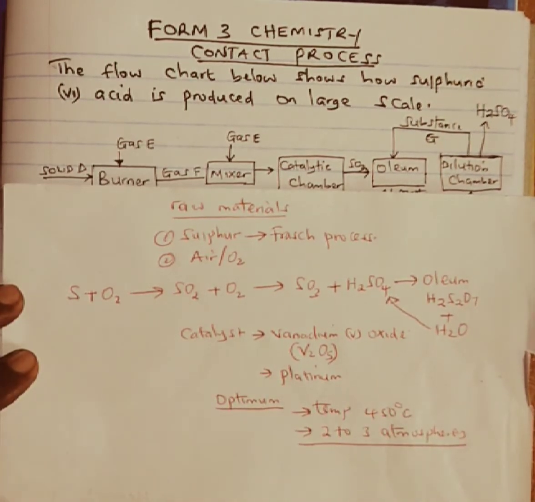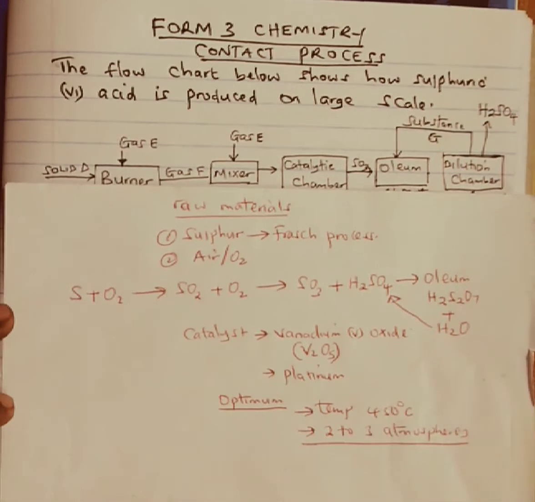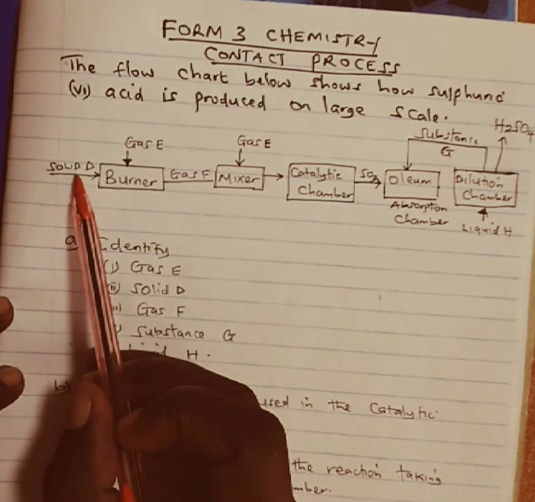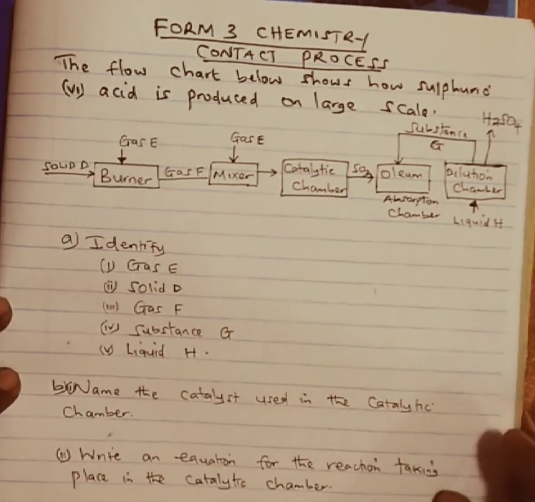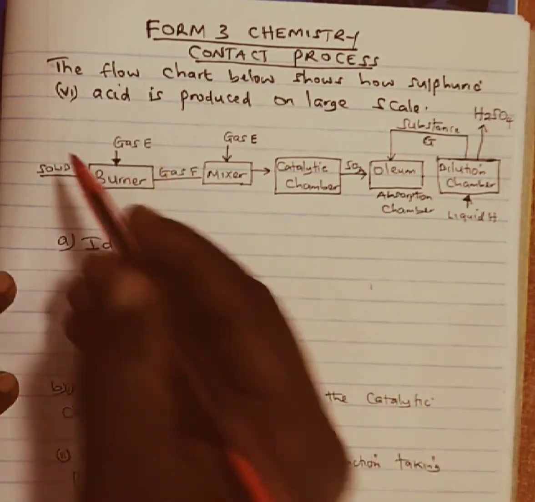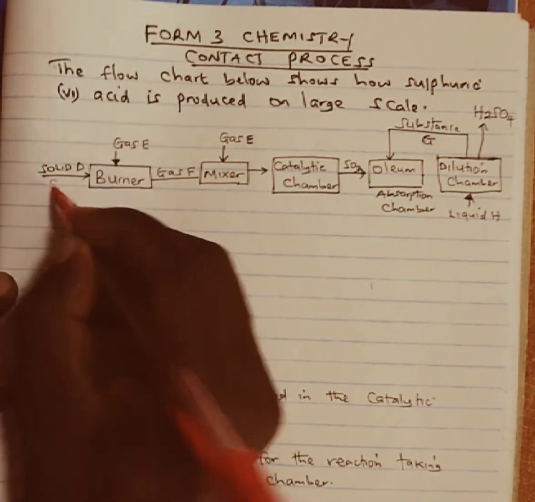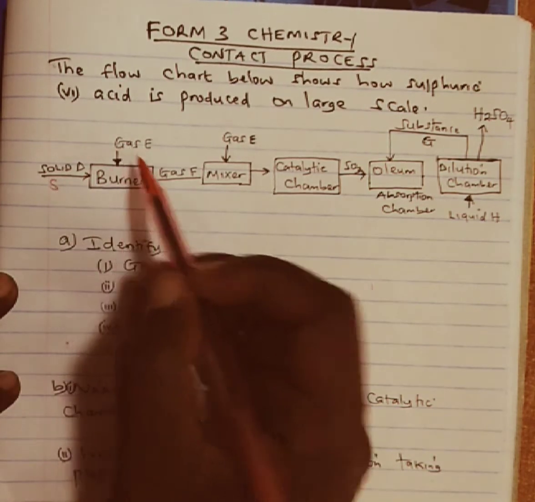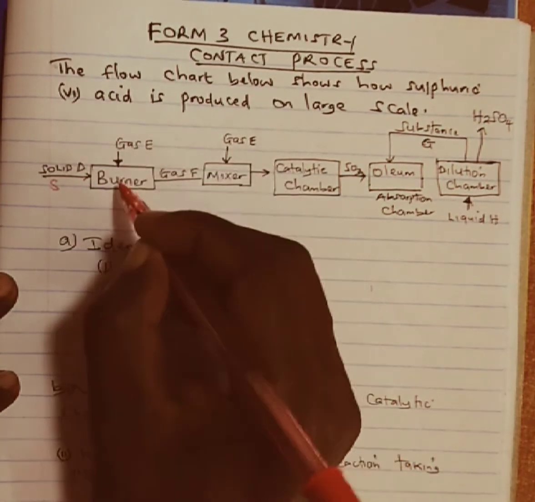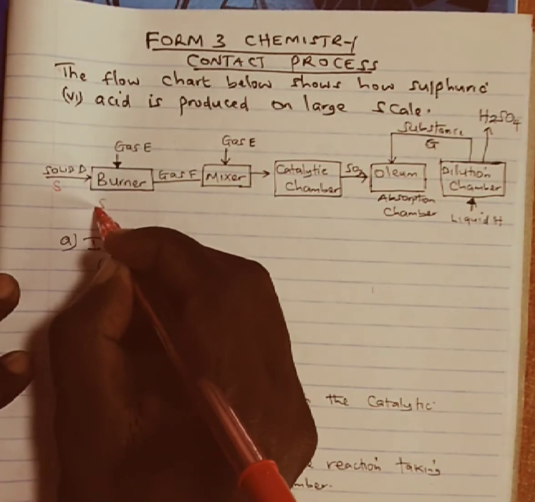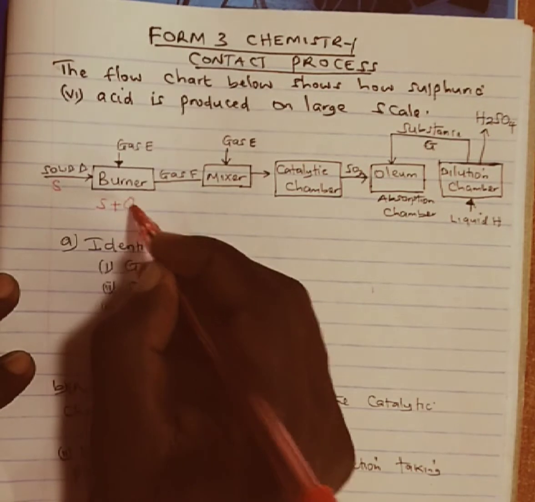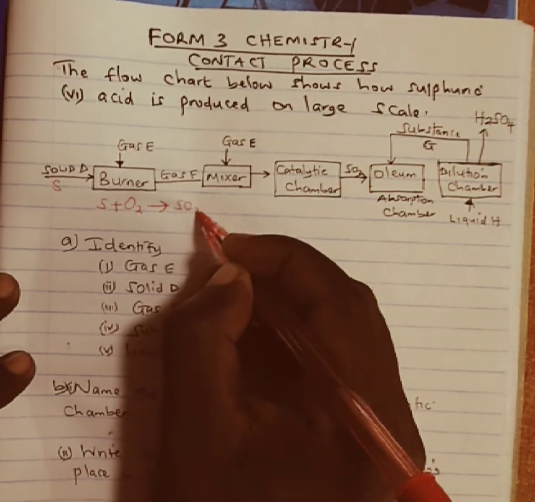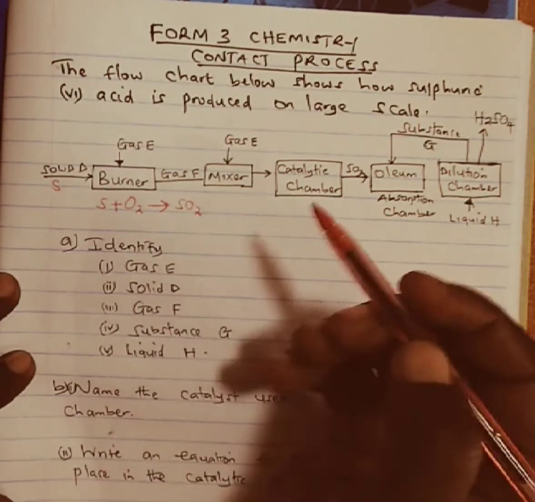So let us go through the scheme together. The scheme begins from where we have solid D, and solid D is sulfur, and we have already said that sulfur is obtained from the Frasch process. We have gas E, which is oxygen, coming to the burner, so we can write an equation directly: sulfur plus gas E, which is oxygen, to give us sulfur 4 oxide, which is our gas F.